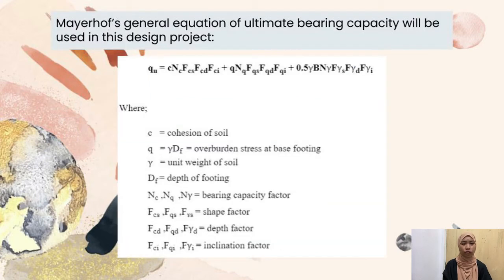In the shallow foundation design, Meyerhof's general equation of ultimate bearing capacity will be used in this design project. The equation is expressed as in this slide, where c is the cohesion of soil, q is the overburden stress at base footing, gamma is the unit weight of soil, Df is the depth of the footing, and Nc, Nq and Ngamma are the bearing capacity factors, and the others are the shape factor, depth factor and inclination factor.